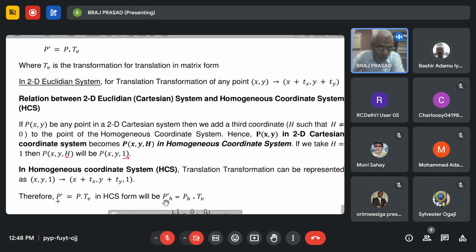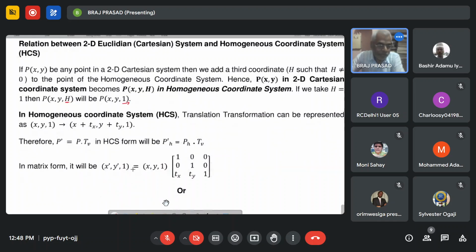So P dash equal to P dot TV in multiplication form is in the Cartesian coordinate system. But if we convert this to HCS form, we write P dash H equal to PH dot TV, where H denotes the homogeneous coordinate system. And in the homogeneous coordinate system, the coordinate of P dash H becomes x dash, y dash, 1.